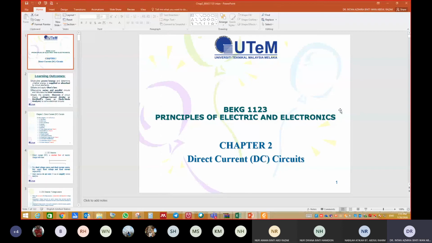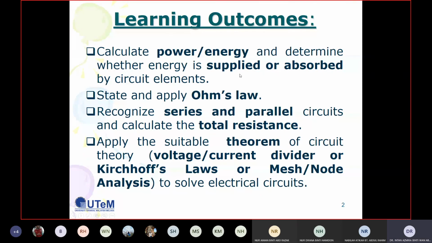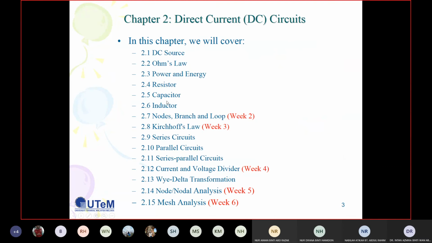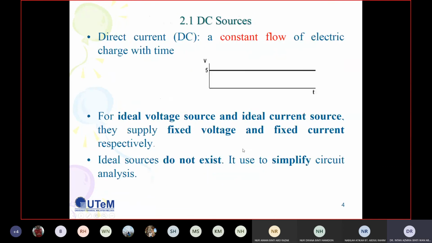Okay. So chapter 2: calculate power and energy, determine whether energy is supplied or absorbed, state and apply Ohm's law, series and parallel total resistance, KVL, KCL, mesh and nodal analysis. Okay, these are the contents of this chapter.